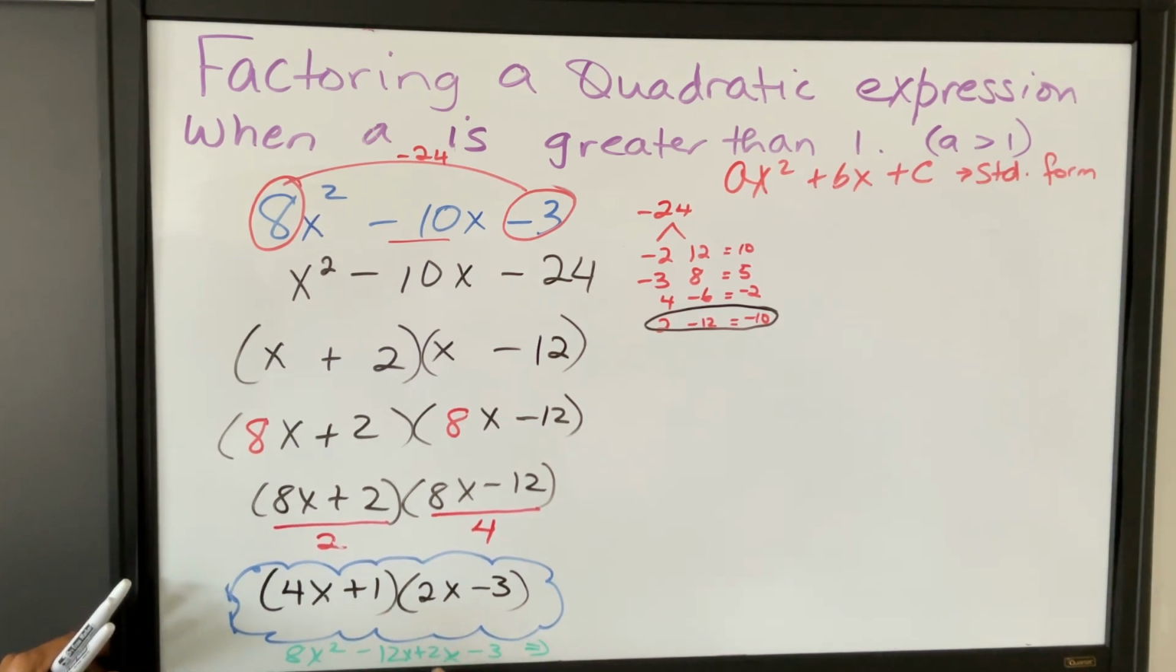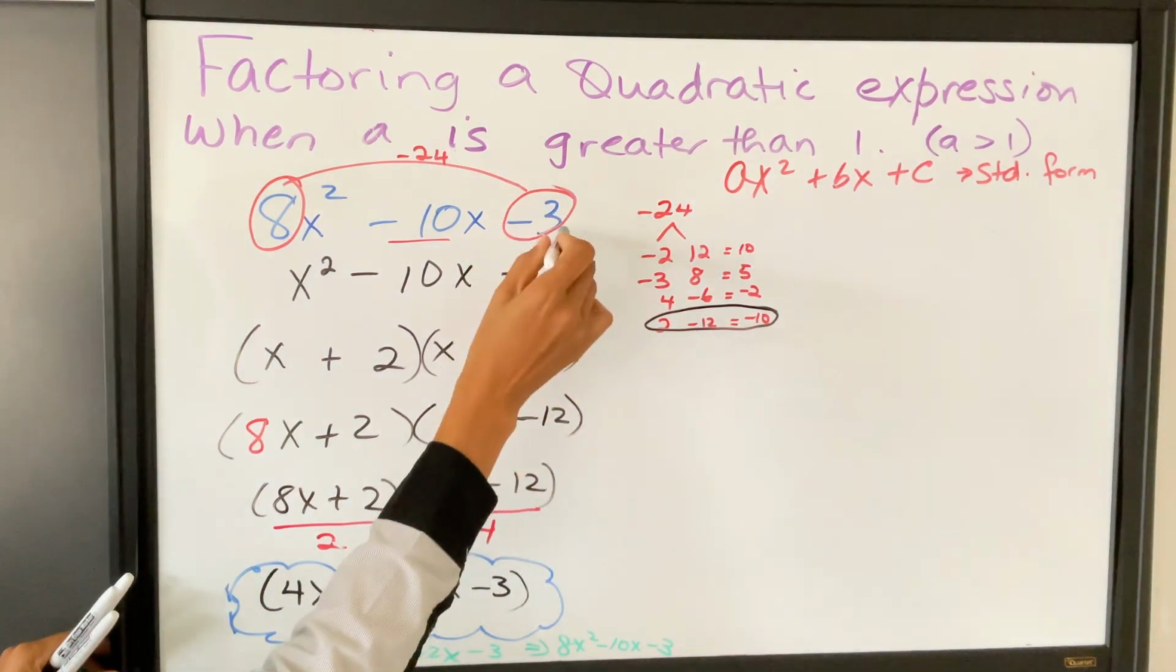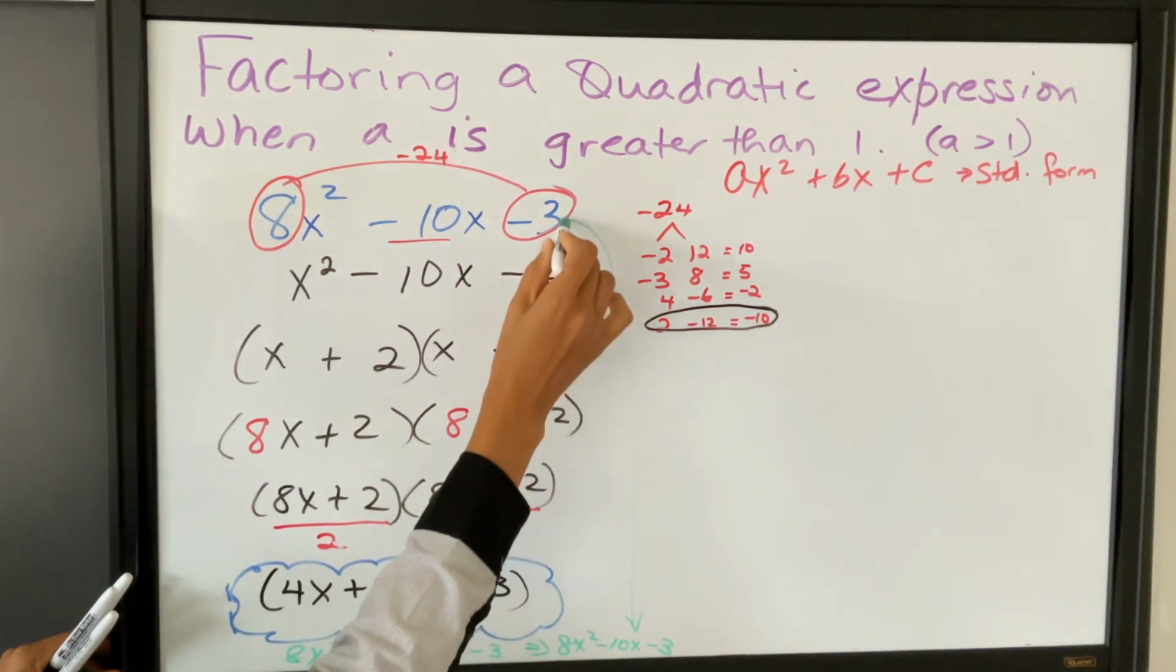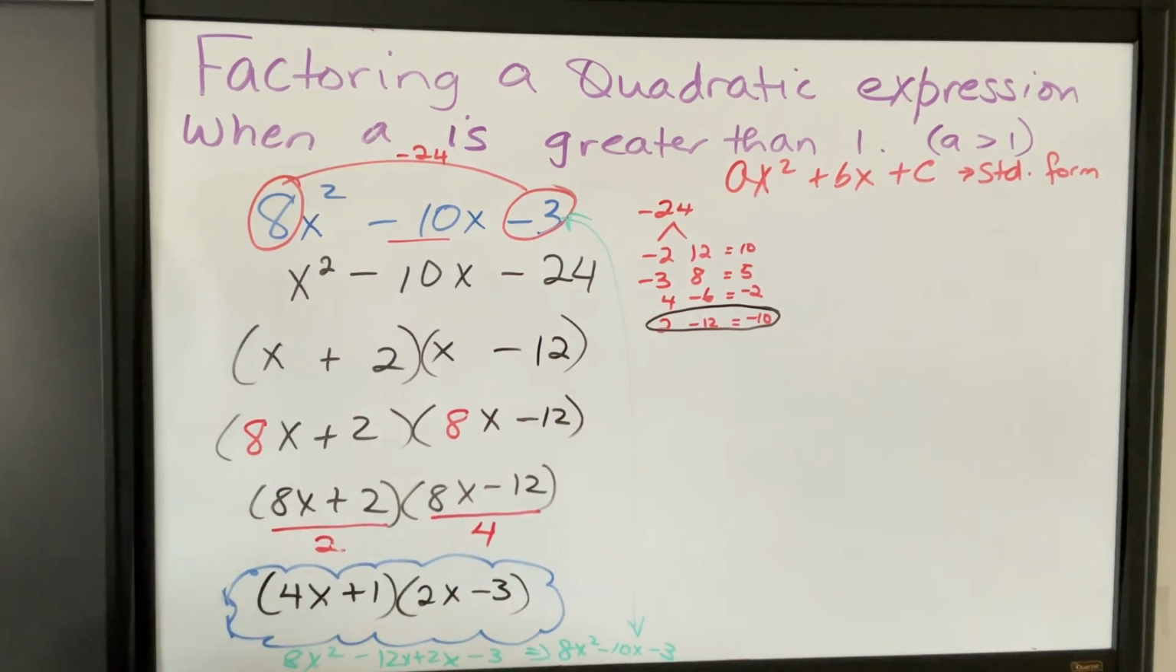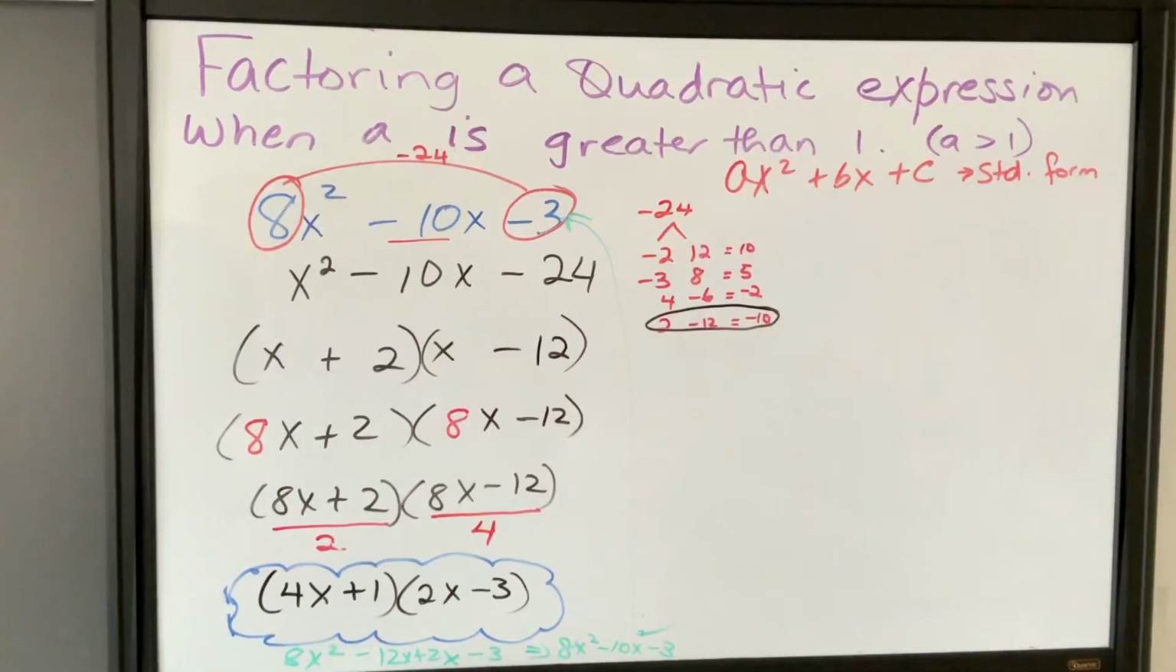12x, and the 2x is going to give you negative 10x, so you will have 8x squared minus 10x minus 3, and that is our original expression that we had, all right? It takes it back to the original. So you know that your answer is correct, and you check yourself. That's how you check your work.